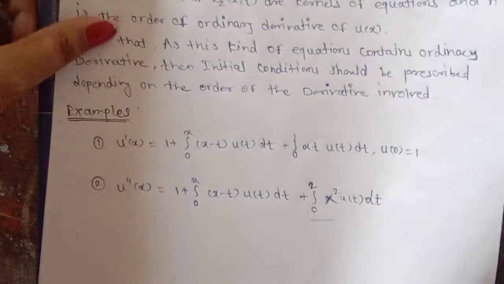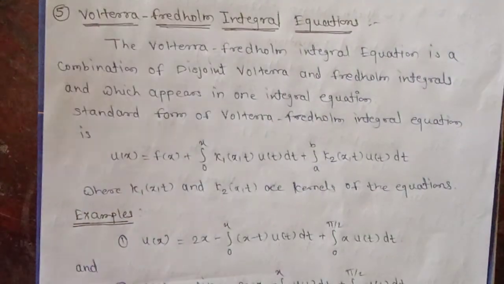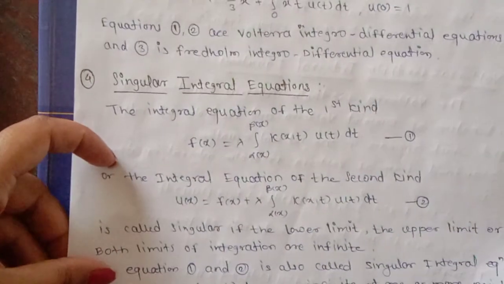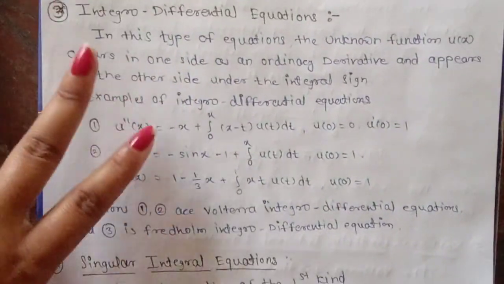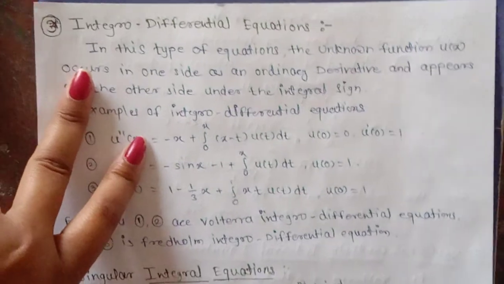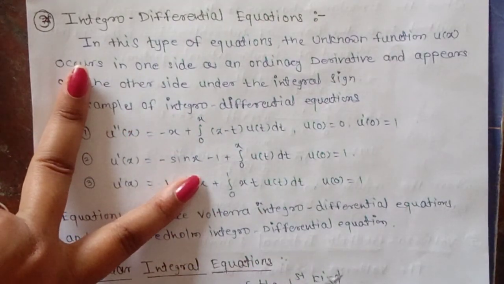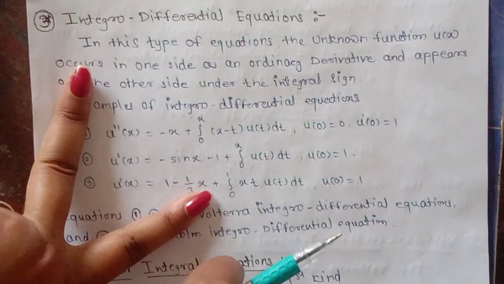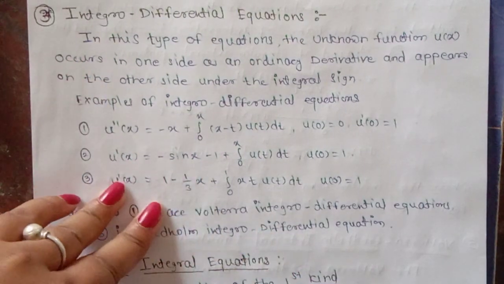So in this lecture we discussed the Volterra-Fredholm integro differential equation, then the Volterra-Fredholm integral equation, singular integral equation, and the integro differential equation. These are the four types of integral equation, and the first two, the Fredholm integral equation and the Volterra integral equation, are the main two types. So in the next lecture we will discuss another part of our chapter.